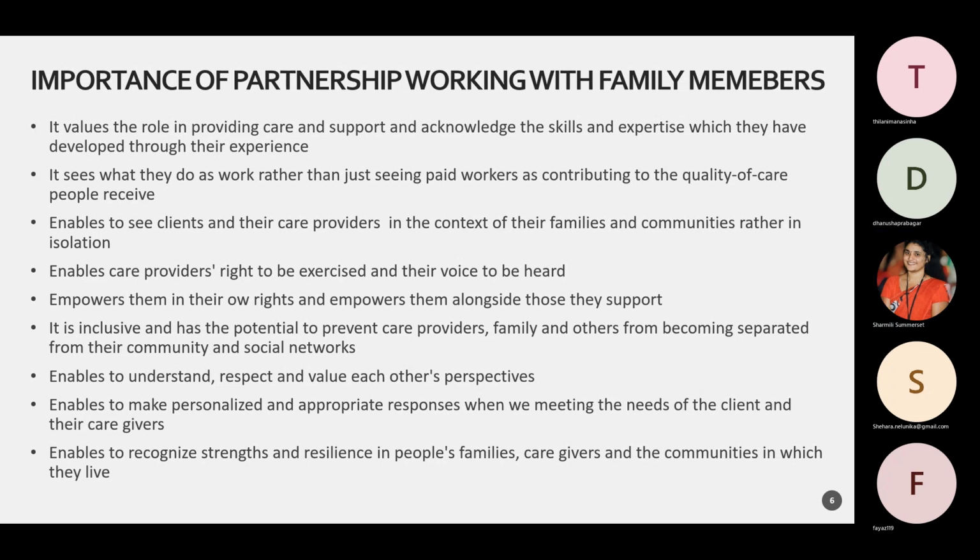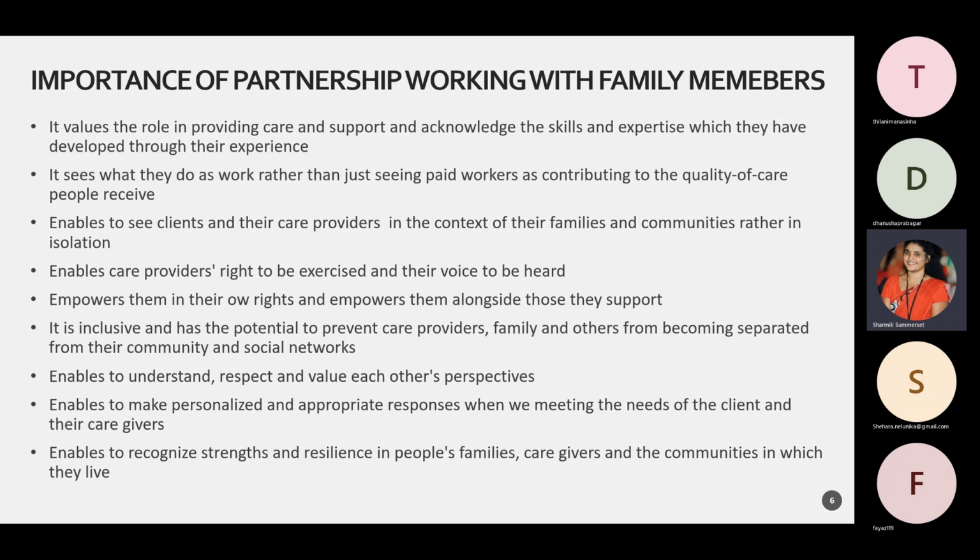So in that manner, through partnership working, we can identify how the family members are actually treating the particular patients, right? Then we can have some idea whether they are including them as individuals in their community. It enables care providers' rights to be exercised and their voice to be heard. Yes. So care providers, in the sense, can be people we are hiring for money, and instead of that, we can also call the family members care providers.